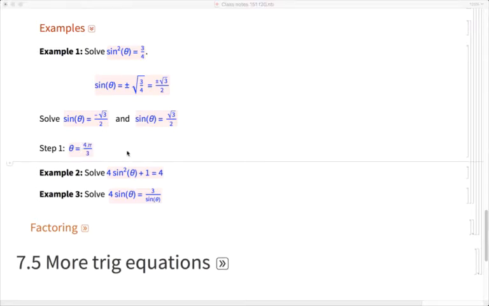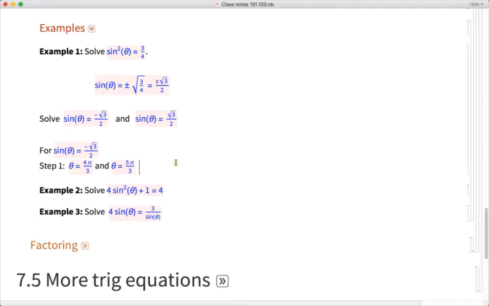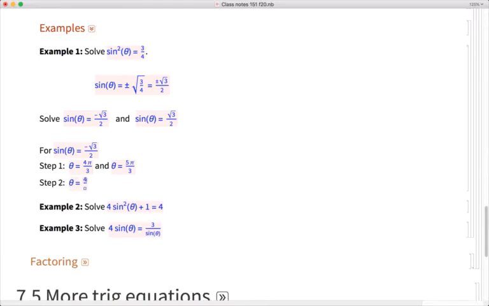Okay, so it's 4 pi over 3, and the other steep angle is 5 pi over 3. And this is just for the first equation. Those are the two angles in one period, and so this is going to be quite a list by the time we're done here. We're going to get all the solutions when we add on multiples.